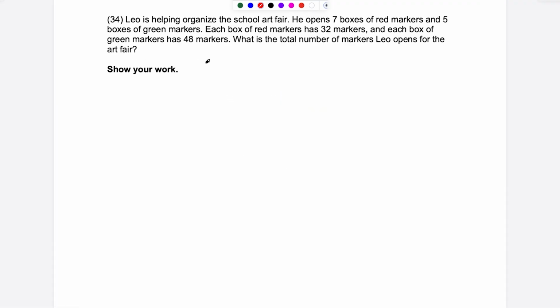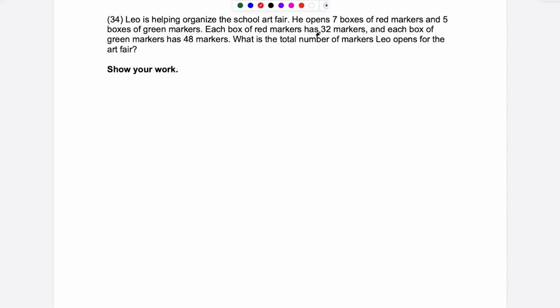Question 34, Leo is helping organize the school art fair. He opens 7 boxes of red markers and 5 boxes of green markers. Each box of red markers has 32 markers, and each box of green markers has 48 markers. What is the total number of markers Leo opens for the art fair? And we have to show our work.